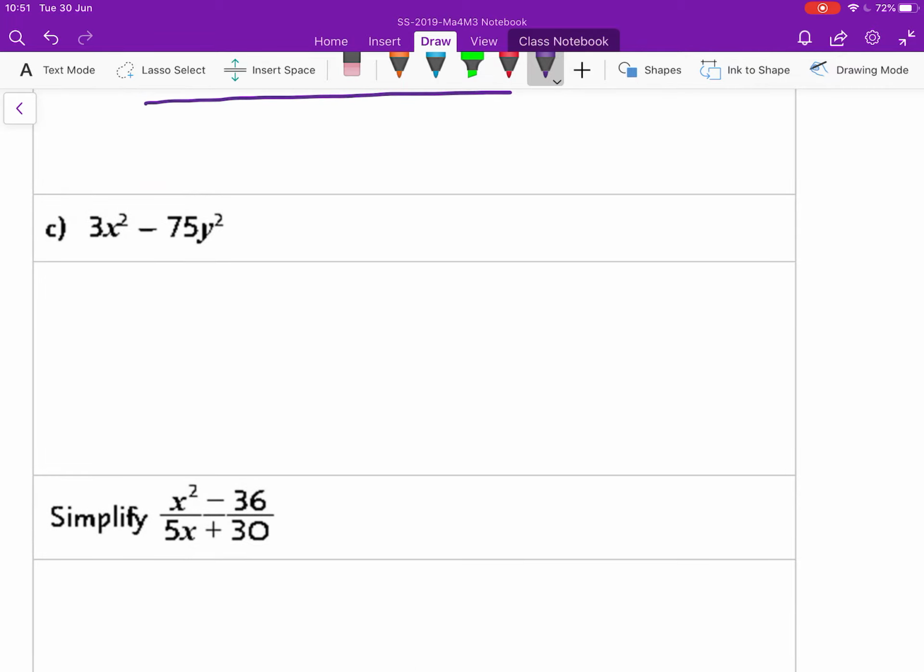Now be careful with part C. It looks as if it's a difference between two squares, but it's not quite, because you need to first factorize 3 out, because 3 is a common factor. So you just need to recognize that if I factorize 3, I've got x squared in the first term, and 75, I've got 25y squared. So now I can write this as a difference between two squares.